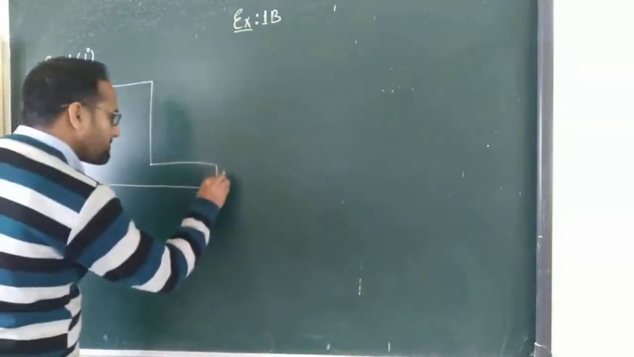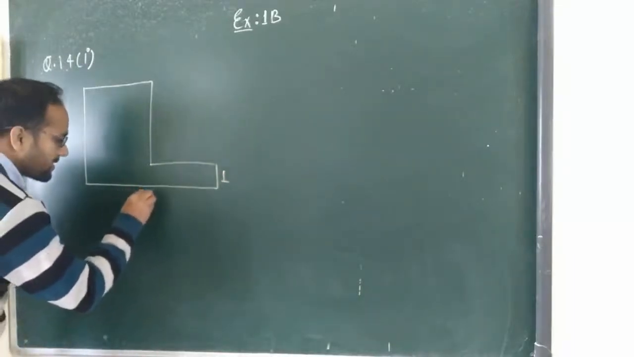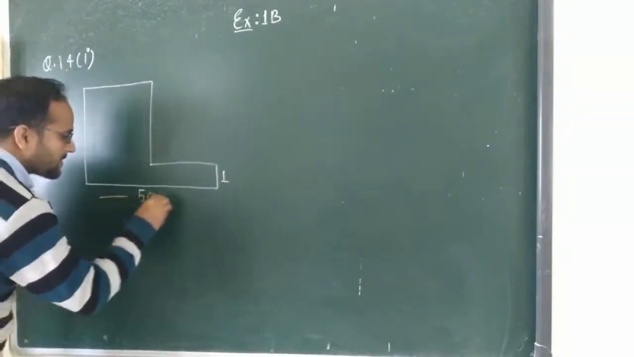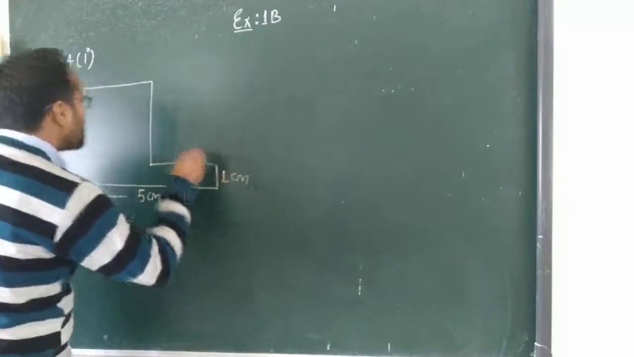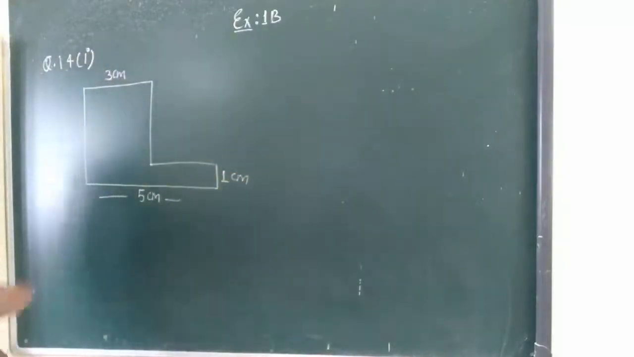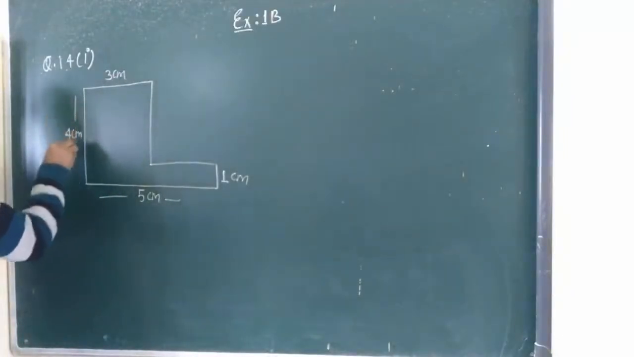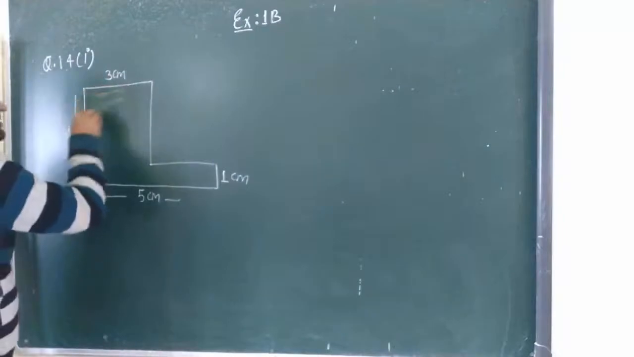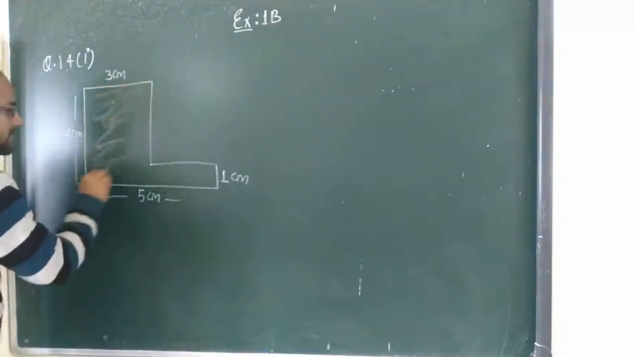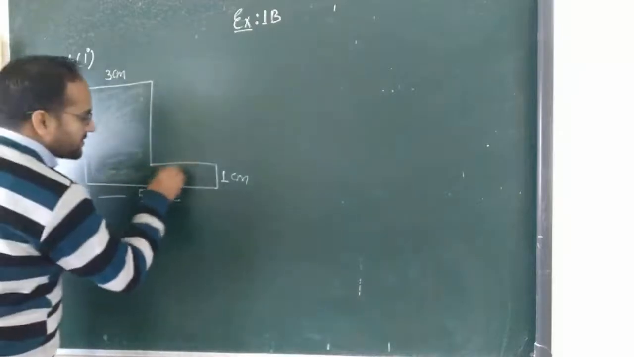This is 1 centimeter, this one is 5 centimeters, this one is 3 centimeters, and this one is 4 centimeters, and this region is shaded. So find the area of the shaded region.